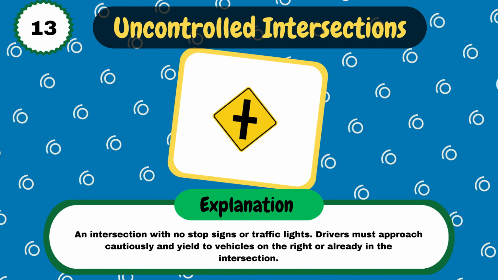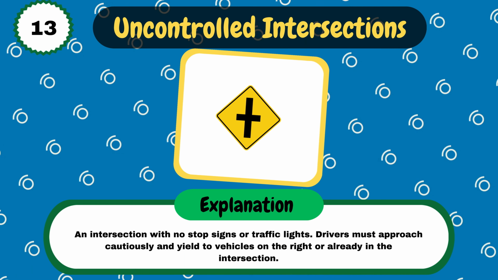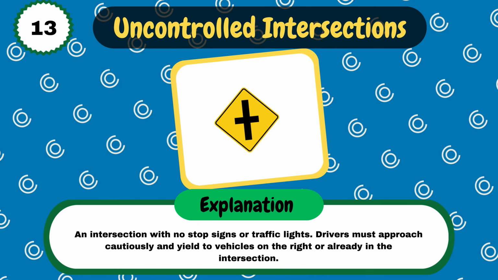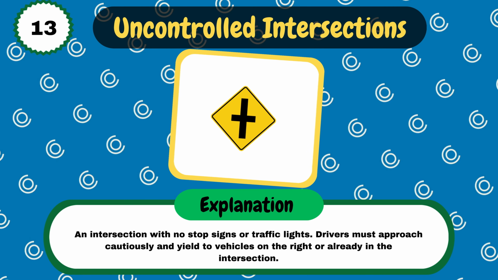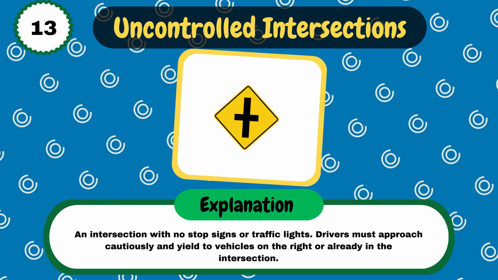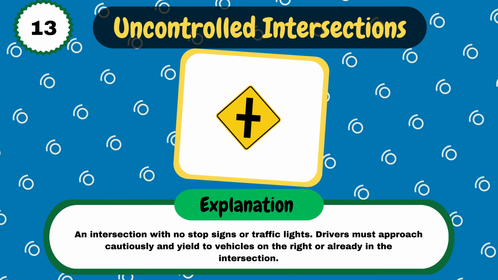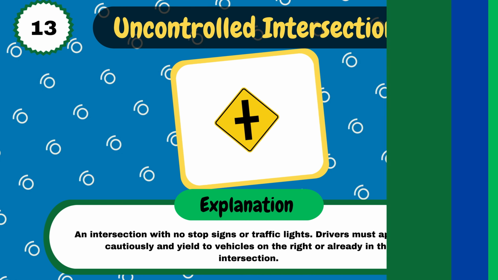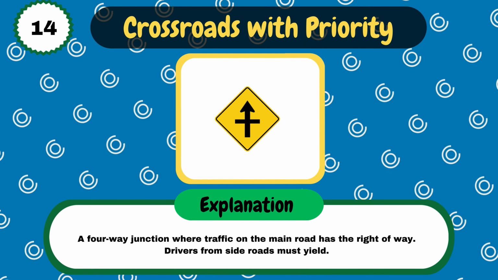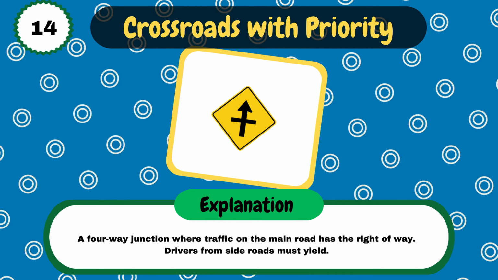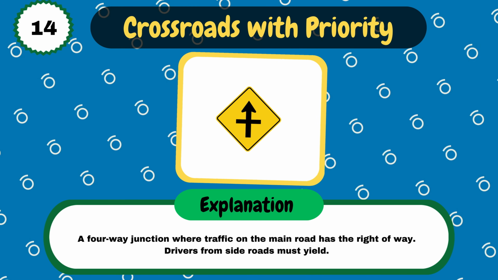This is the uncontrolled intersection sign, and it means you're approaching a junction without any traffic lights or stop signs. Drivers must slow down, yield to vehicles from the right or those already in the intersection, and navigate cautiously through shared space.